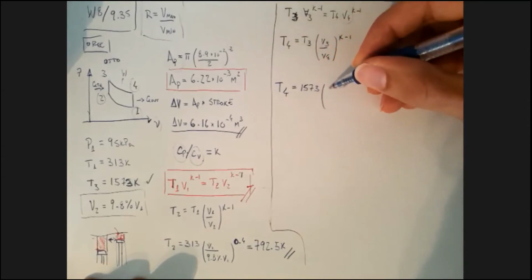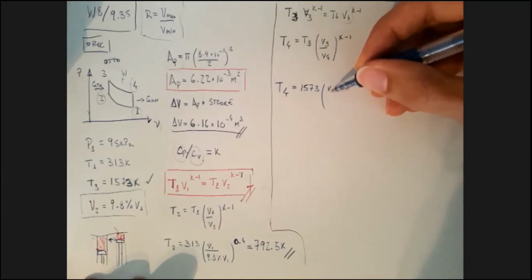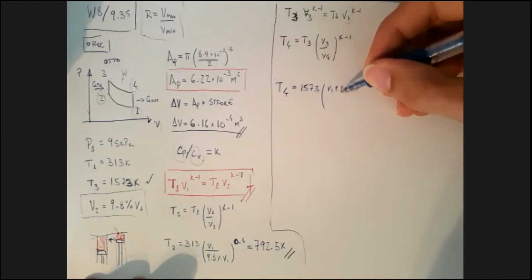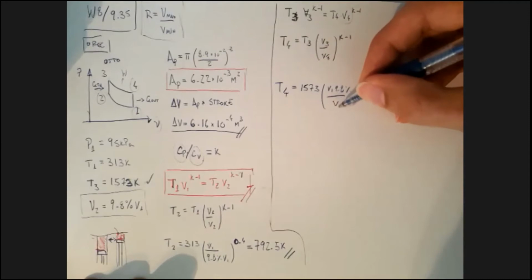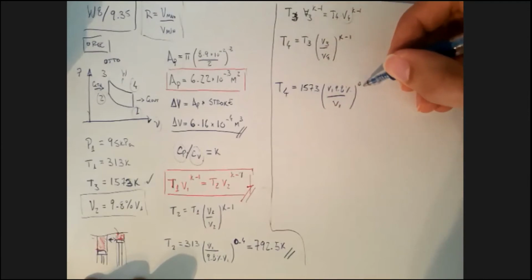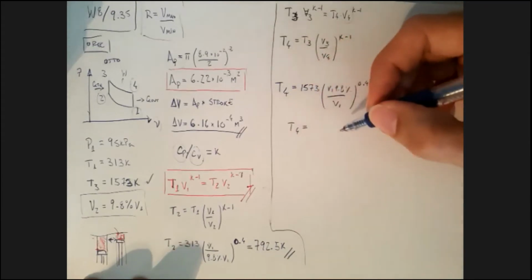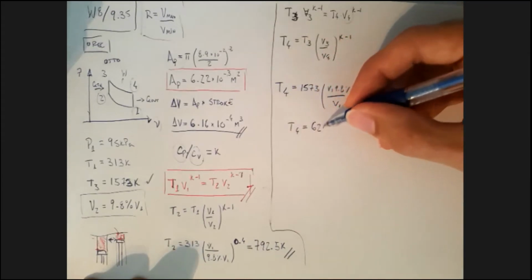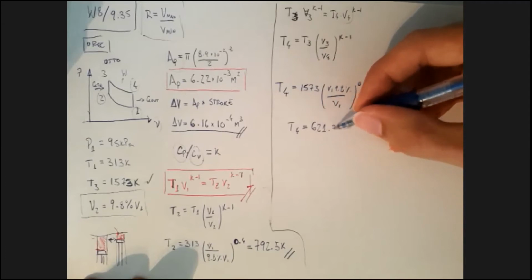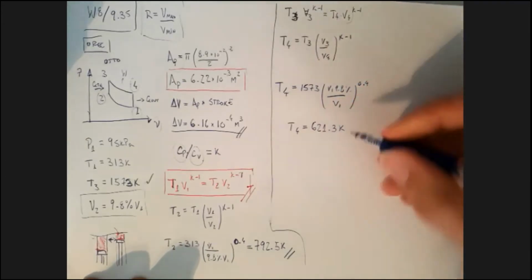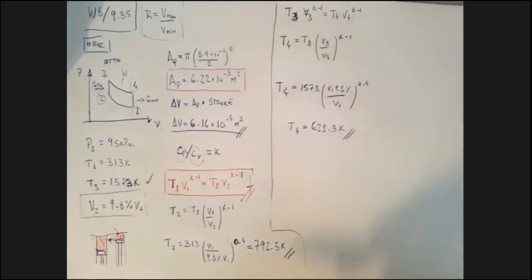Okay, so this is going to be V1 times 9.8, which is the same thing as V2, and the bottom here just V1, and this 0.4 again. So my T4 with this system here is 621.3 Kelvin.